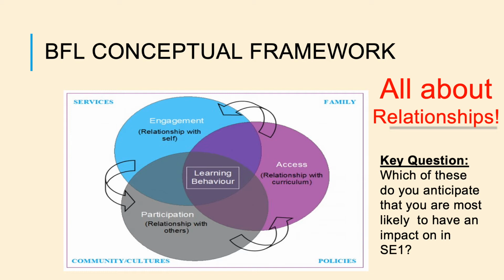So this model is transferable, but what I'd like you to think about for a moment is, out of the three relationships that impact behavior for learning, so going back to the relationship with the self, the relationship with the curriculum, and relationships with others, what do you anticipate you are most likely to have an impact on in school experience one?